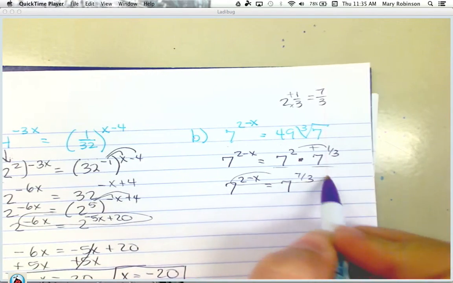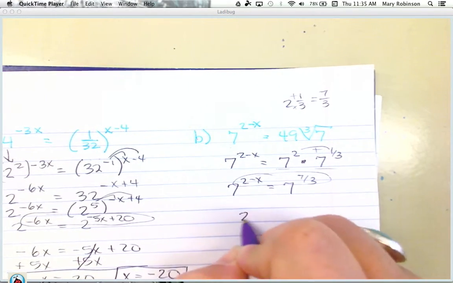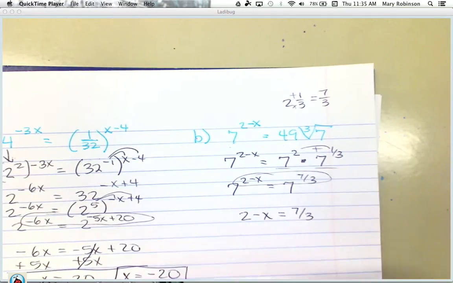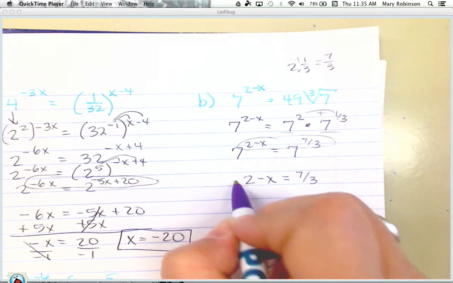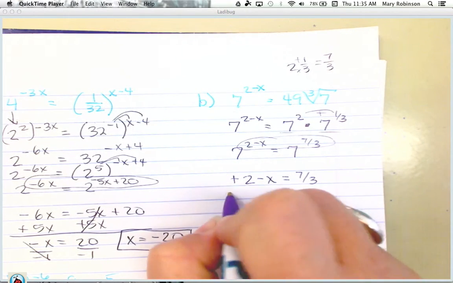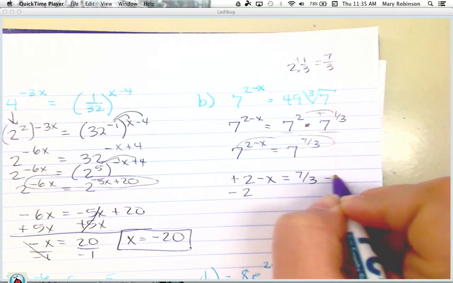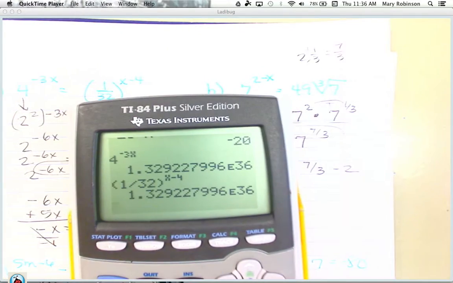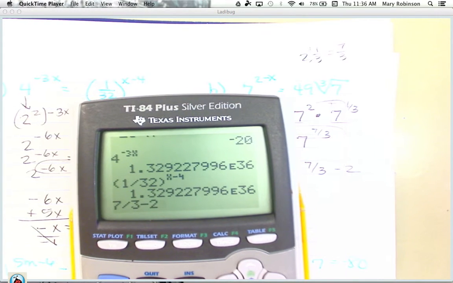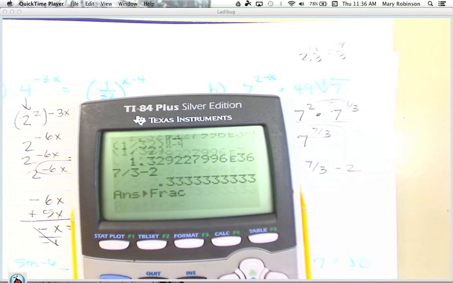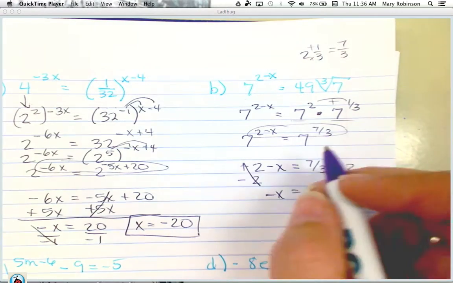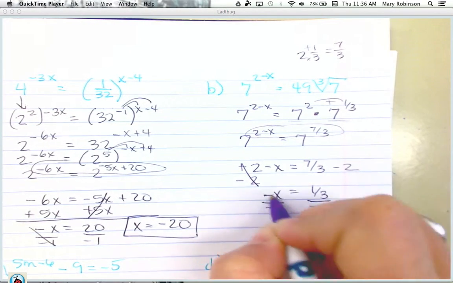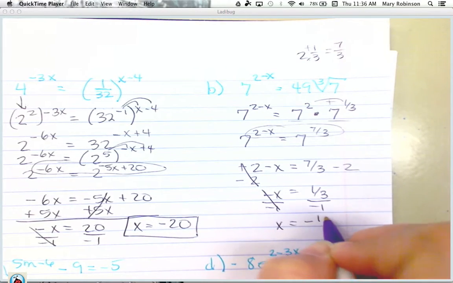Now that our bases are alike, one single base on either side, we can set the exponents equal. So 2 minus x equals 7 over 3. Please be careful, this is a positive 2 minus x. So to get rid of the positive 2, we have to subtract 2. Don't make this complicated in your calculator. Just type in 7/3 minus 2. And if you get a decimal, press math, enter, enter. So that would be negative x equals positive 1/3. Divide both sides by a negative, so x would equal negative 1/3.